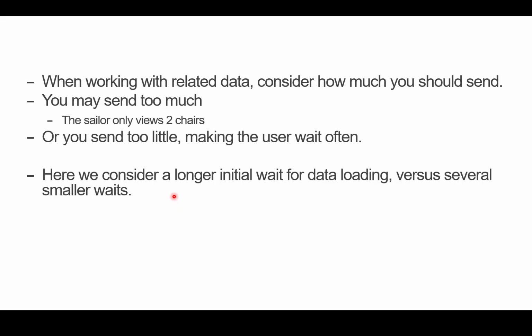So we might consider a longer initial wait if we have to load the entire dinner set, but then you have it on the client side, so it's easier to work with and view one chair and then the other, and there's no lag or waiting between viewing one chair or the other. Or we could just get what the user actually specifically requests, and that means whenever he requests something new, there will be a small wait, and if you have to wait too often, that interrupts your workflow and you get annoyed. So again, there are pros and cons for each approach.